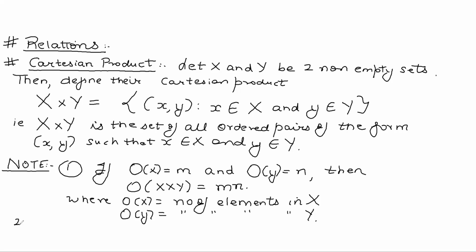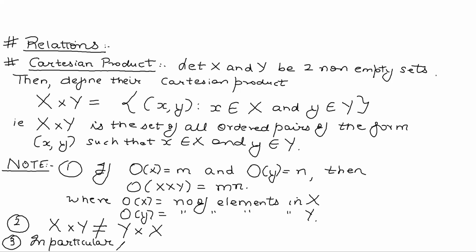The second note: Cartesian product of X cross Y is not equal to Cartesian product of Y cross X. So all students should understand this, that if I do Cartesian product of X cross Y, that will not be the same as Cartesian product of Y cross X. And the third point which all students should understand, in particular, X cross X will be what?